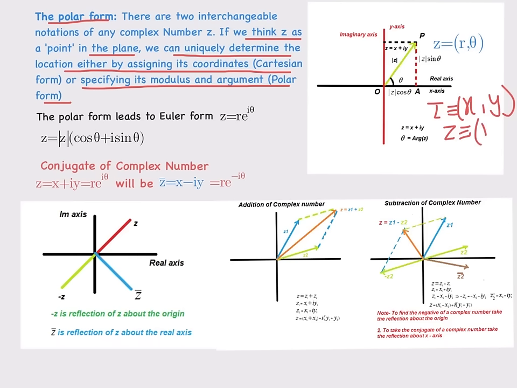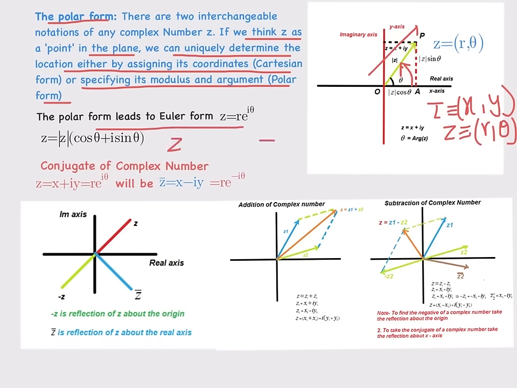where r is the modulus of the complex number, that is the length of the line joining the point and the origin, and theta is the argument of the complex number, that is the angle the line OP makes with the positive direction of x-axis. So z equals r theta is the polar form. Polar form leads to the Euler form, z equals r e to the power i theta.